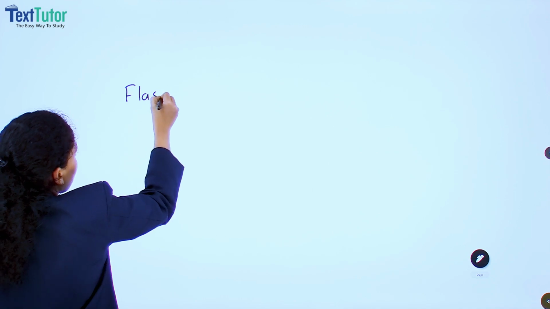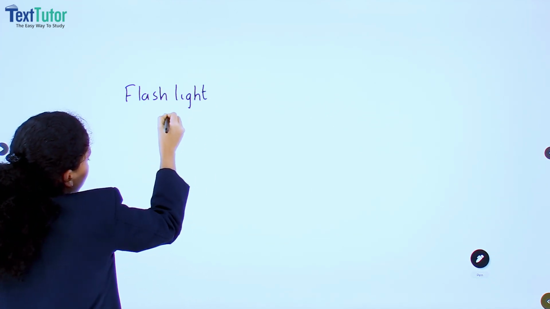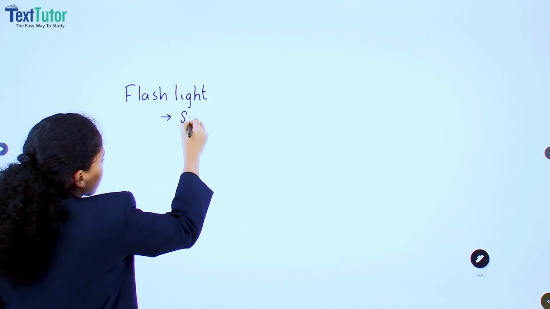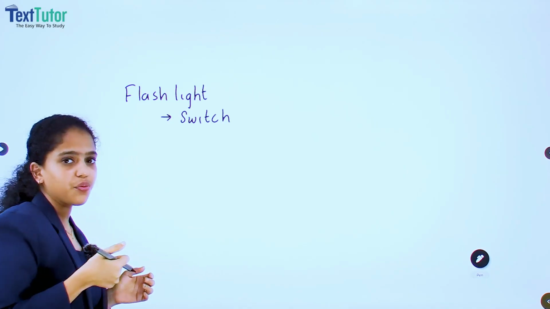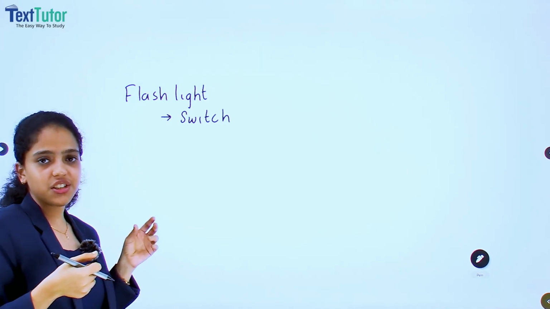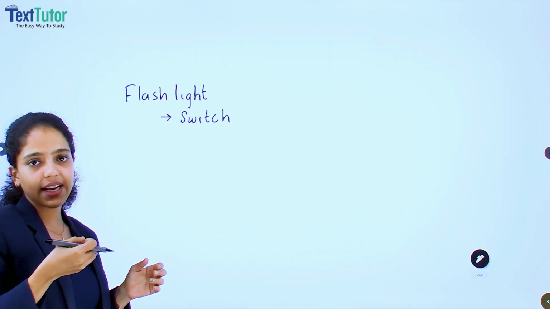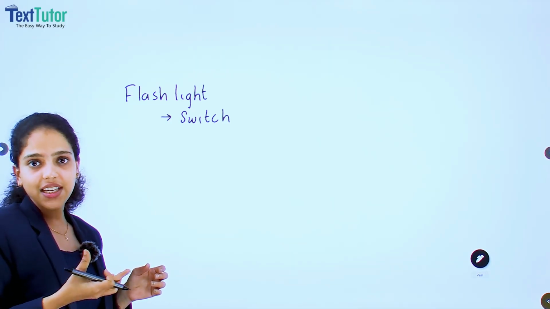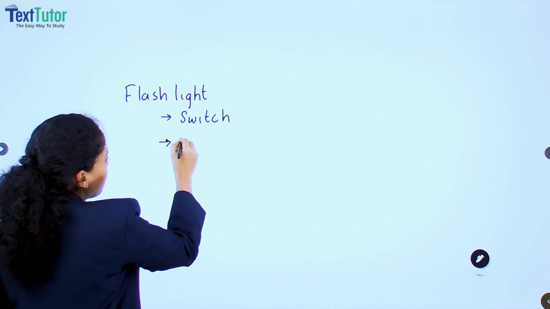So the flashlight. Switch is the part which we slide in the forward and backward direction to light up the flashlight and to turn it off.